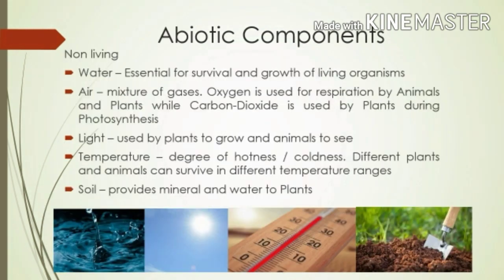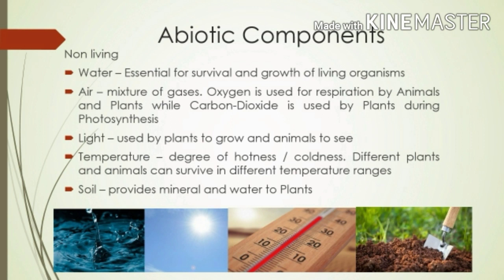Abiotic components. All the non-living things are called abiotic components. Examples: water, air, light, temperature, and soil. As you all know, water is very essential for us to live, survive, and grow. Air is a mixture of gases. Oxygen is very important for us.